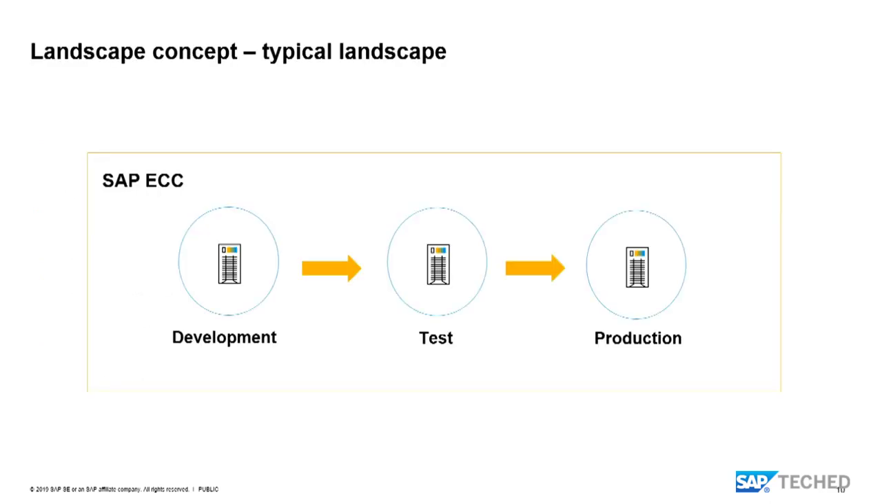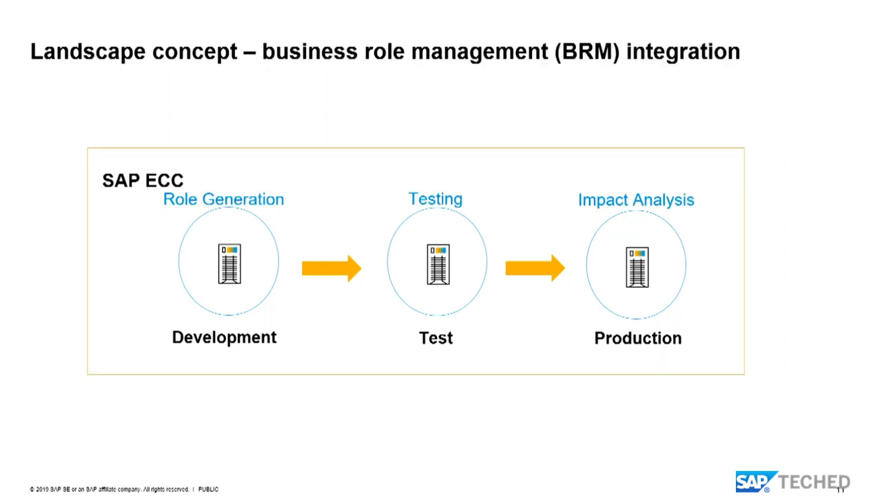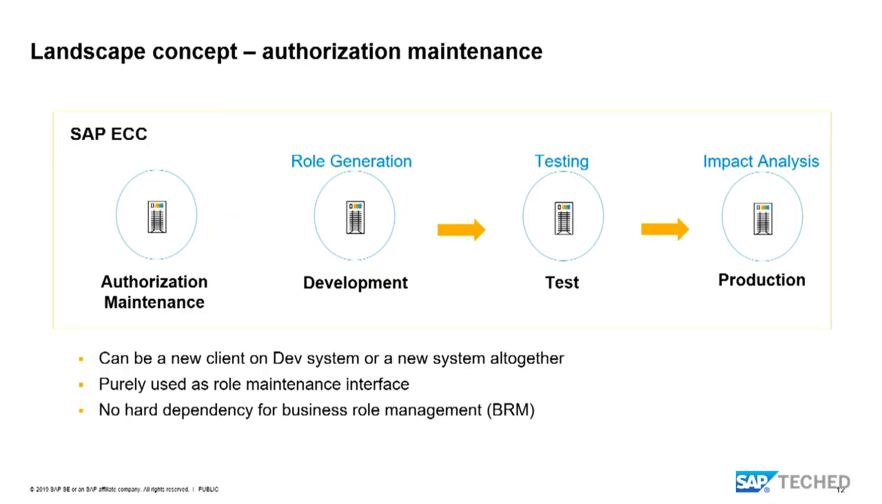Okay, landscape concept. That's quite easy, a typical landscape: dev, test, and production. So here in ECC, if you think about an ABAP system, you generate your roles on the dev side, then you roll them through the landscape. At some point they come into production. Then you can also check there what the impact is when your productive users are working with these roles. You can use access control for access analysis and so on. So that's pretty straightforward, not so interesting, I would say.